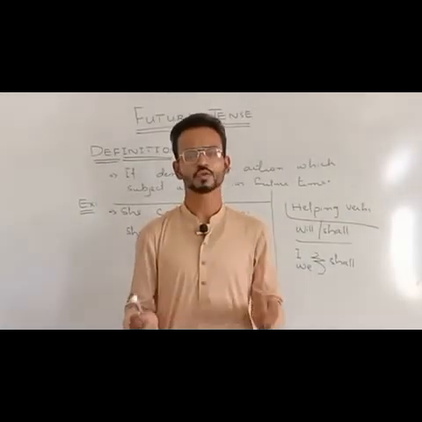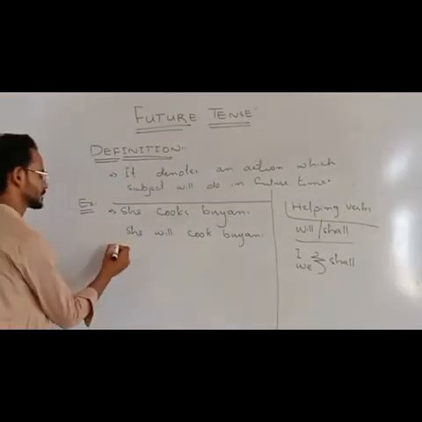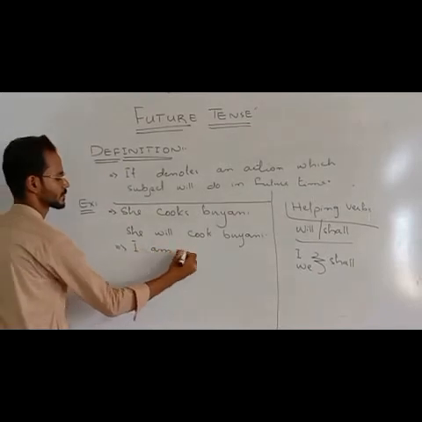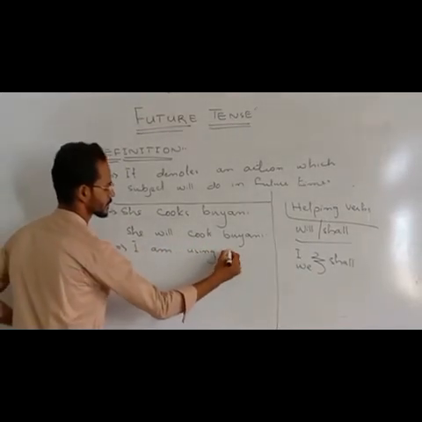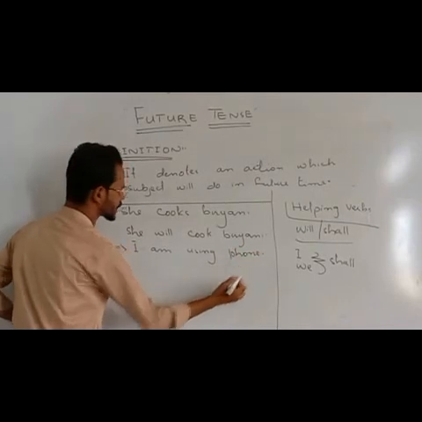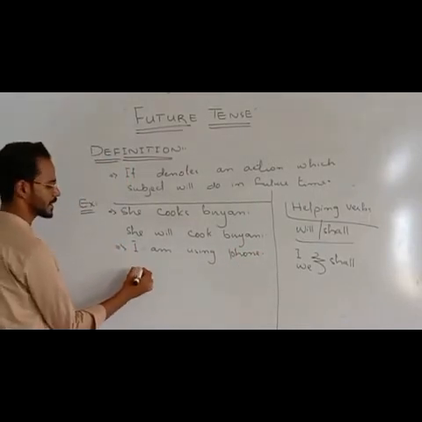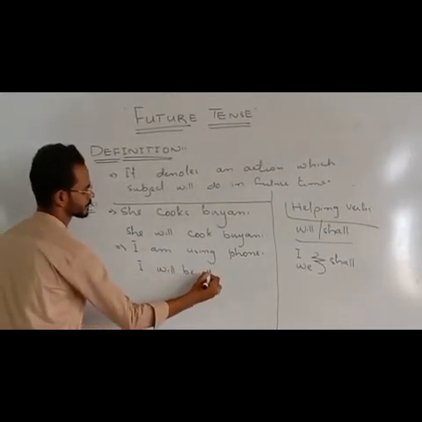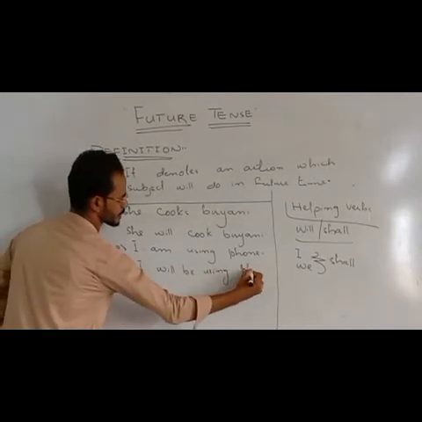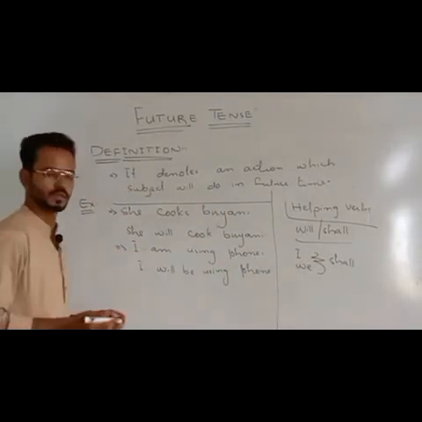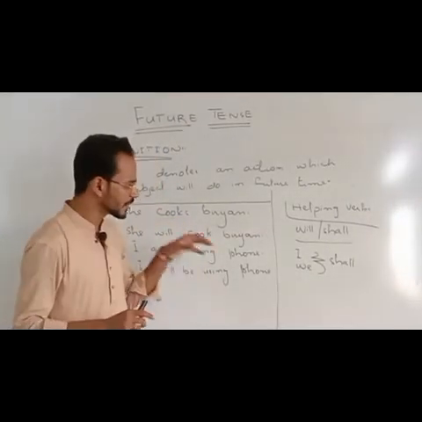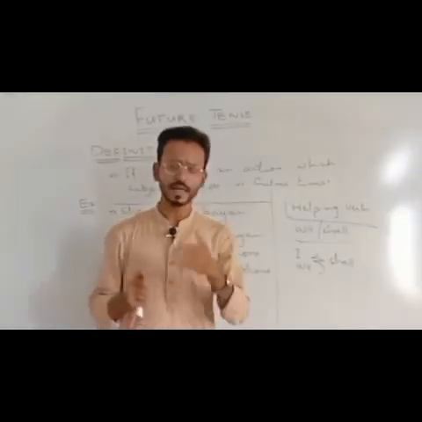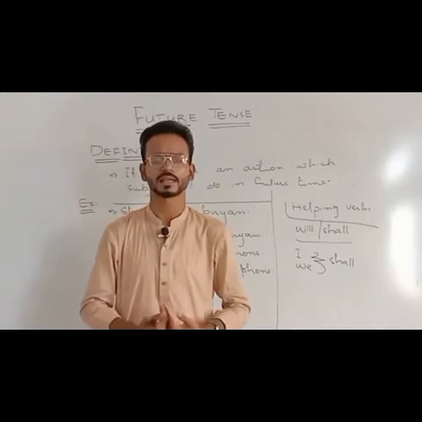Okay, guys? I'm using a cell phone. What am I saying? I'm using phone. So in future time, what will I do? I will be using phone. Clear? It means that we will be using will or shall as helping verbs in future tense. By using will and shall we can make our sentences of future tense.